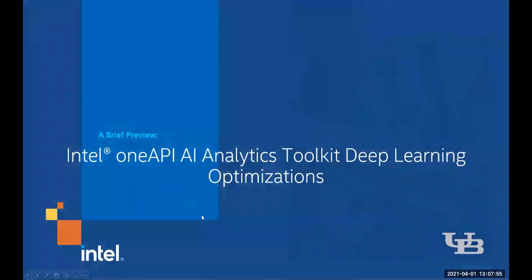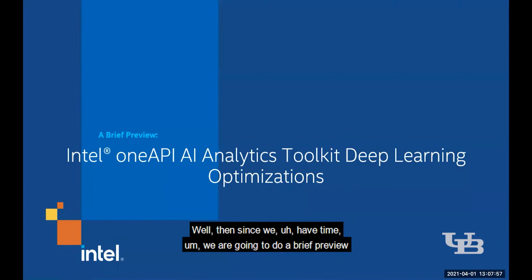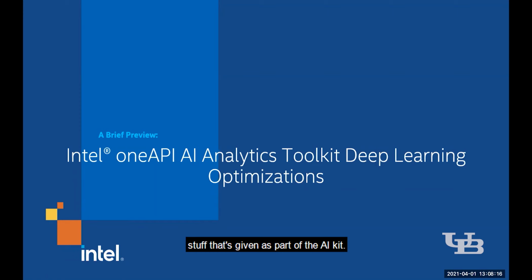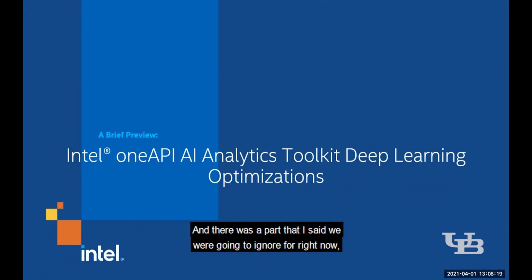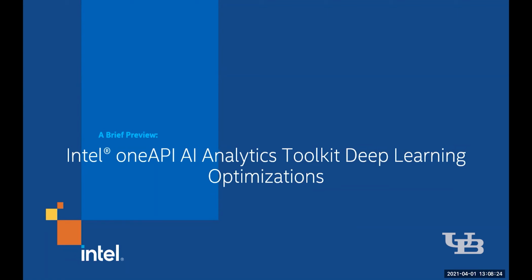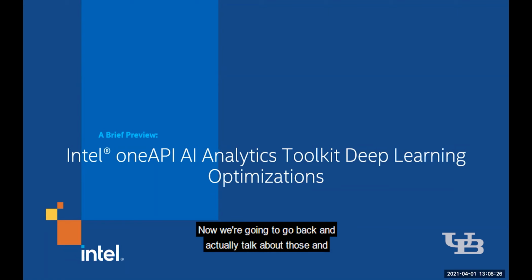All right. Well then, since we have time, we are going to do a brief preview of the deep learning optimizations that are also available as part of the AI Kit. If you remember from the beginning, you saw that image, and I'm not going to scroll all the way back to it, of all of the stuff that's given as part of the AI Kit. There was a part that I said we were going to ignore for right now, which is the deep learning optimizations, which include TensorFlow and PyTorch. Now we're going to go back and actually talk about those and what they include.